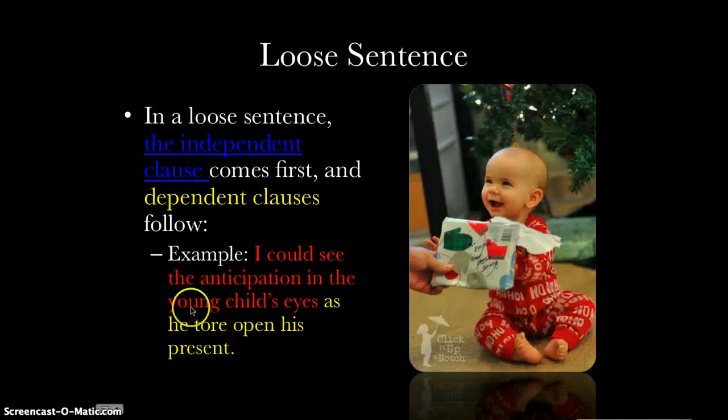All right, so back here. In a loose sentence, the independent clause comes before the dependent clause. Let's look at the example. I could see the anticipation in the young child's eyes as he tore open his present. Okay, here, cute baby, right? Subject, I, and what could you do? You could see anticipation in the young child's eyes. That makes a complete thought, so that's our independent clause. As he tore open his present is our dependent clause. So if the dependent clause comes last and the independent comes first, you know it's a loose sentence.